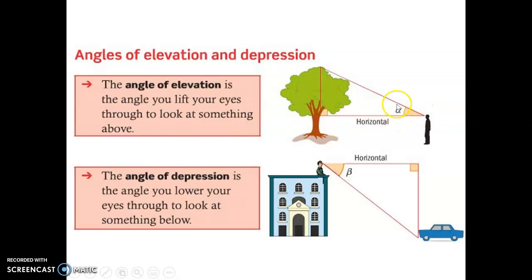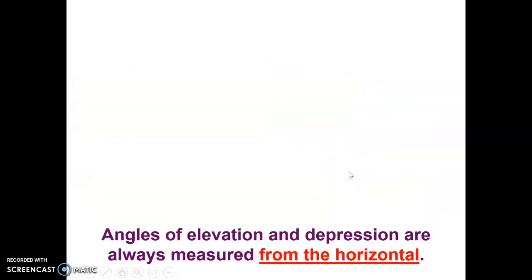You look up. That is the angle of elevation. And here, angle of depression is the angle you lower your eyes through to look at something below. Here's the horizontal. Here's the angle you lower your eyes down from the horizontal, angle of depression. Okay, we're going to keep coming back to these a couple more times because students make a common error with angles of elevation and depression. Let's make sure we got it.